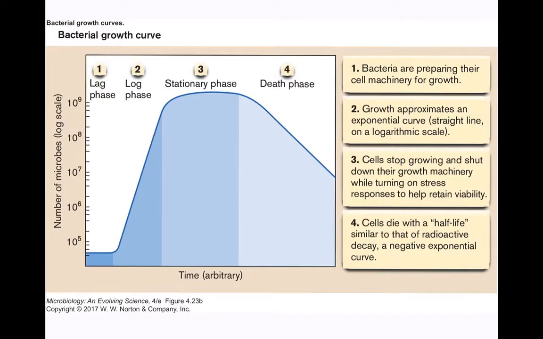So eventually they enter into the death phase here in 4, where you have almost like a radioactive decay. The number of viable cells are decreasing. There are still cells in here that are replicating. They are just exceeded by the cells that are dying.